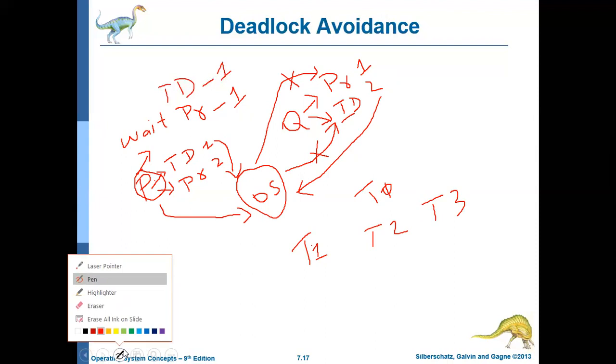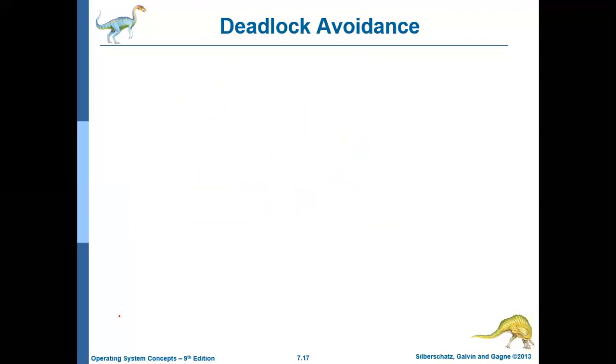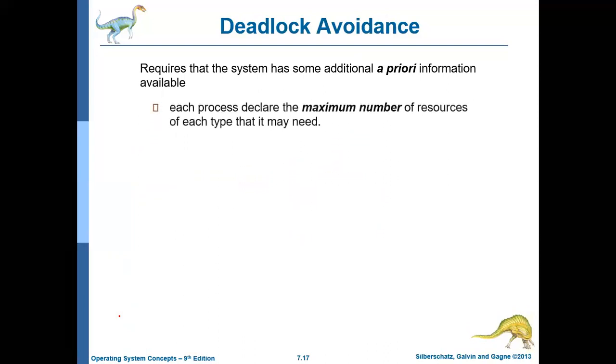That is, a priori the operating system needs information about the various resources and the order in which the resources will be required by each process. So the operating system requires that the system has some additional a priori information available. There are many deadlock avoidance algorithms available.